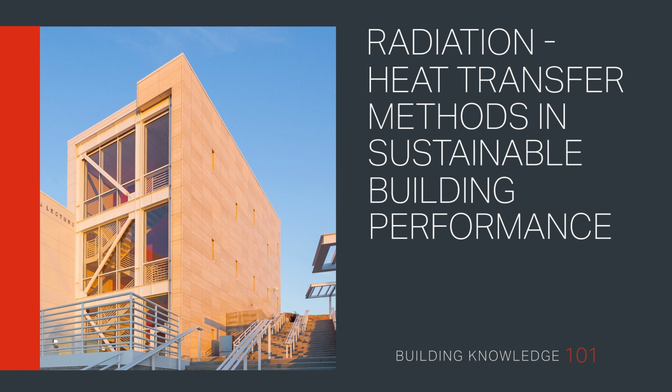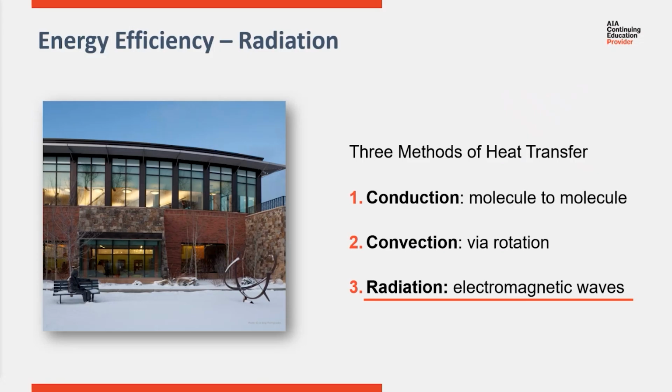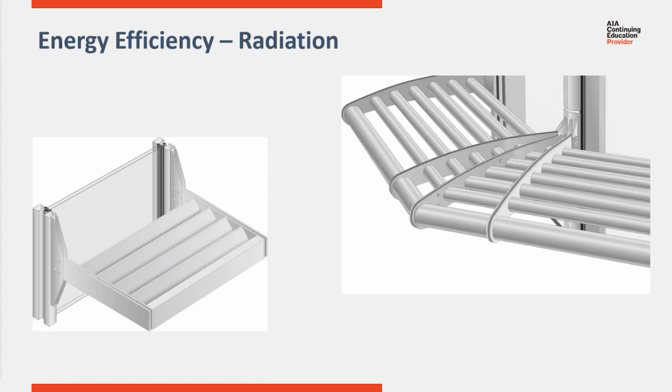In this video, we explore how radiation through electromagnetic waves plays a key role in heat transfer in sustainable building design. The final method of heat transfer is what we call radiation. Radiation is a transfer of heat to the cold in the form of electromagnetic waves between two surfaces. When two surfaces face each other, heat will move from the warmer surface to the colder. Two examples of solutions for radiation are low E coatings on glass and sunshades on the framing system.